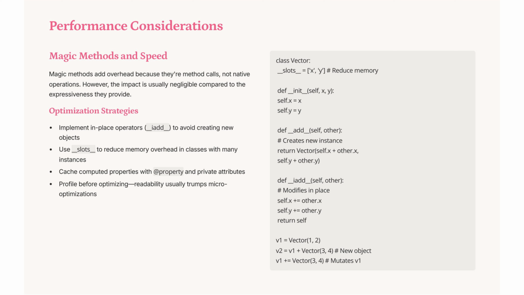Magic methods, while expressive, introduce overhead due to method calls. To optimize, use in-place operators like __iadd__ to modify objects directly, reducing the need for new instances. Implement __slots__ to minimize memory usage in classes with many instances. Cache properties with cached_property for efficiency, but prioritize readability over micro-optimizations.